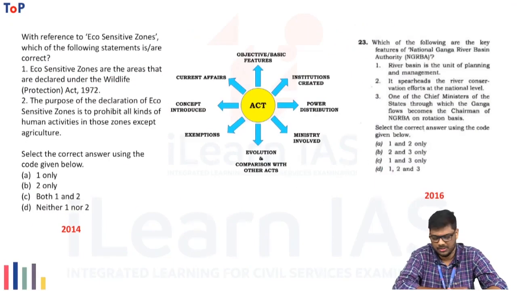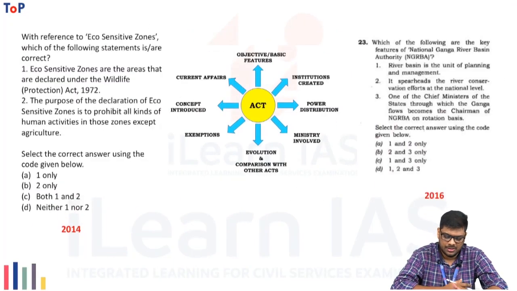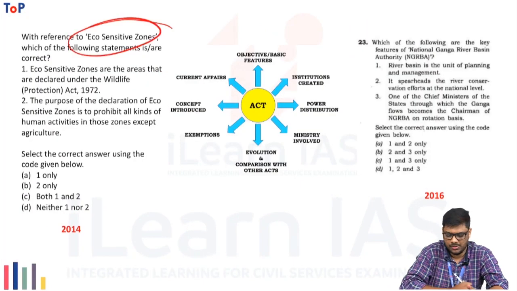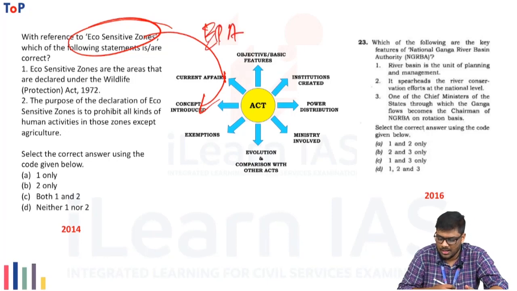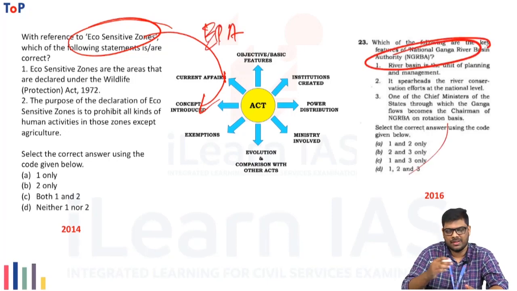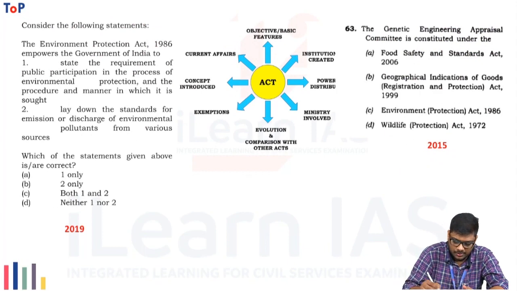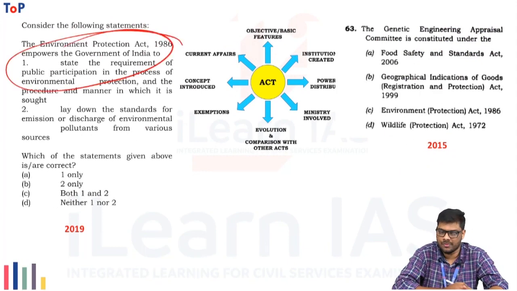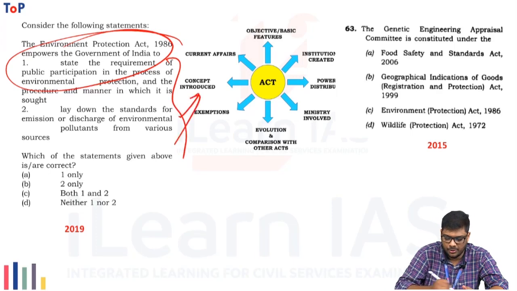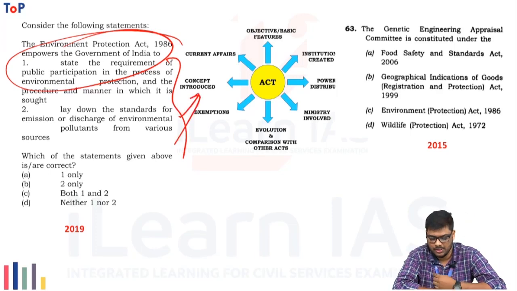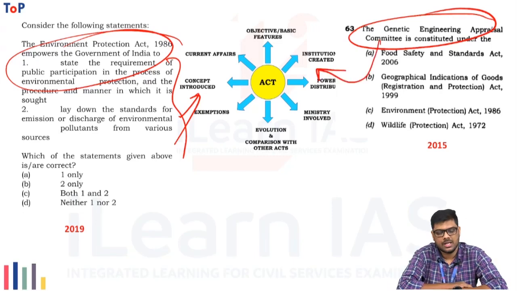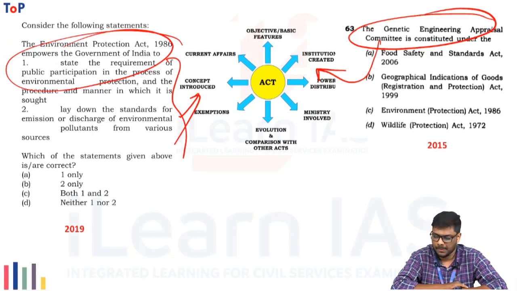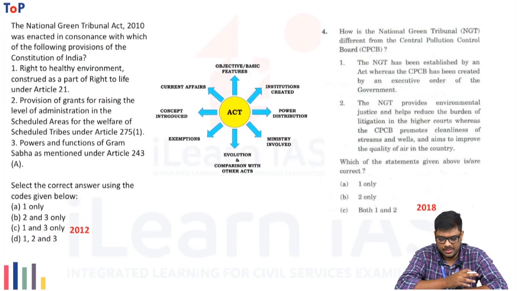And there are many other questions which you can solve. See, this question was regarding eco-sensitive zone, again a concept introduced by EPA. And this concept, National Ganga River Basin Authority, we have already seen. And this one is another question from EPA, about a concept introduced by EPA, a 2019 question. Again, the Genetic Engineering Appraisal Committee, an institution created by EPA. Getting it? So all same here.